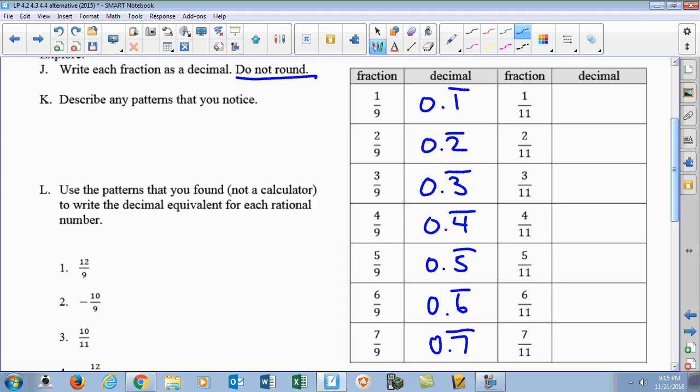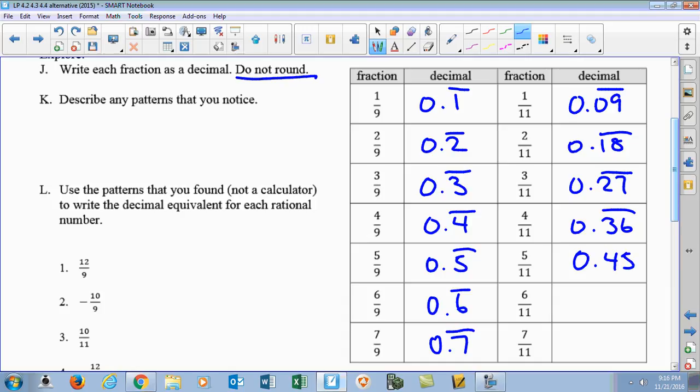If we do the 1/11th side and move down, you get 0.09 repeating, 0.18. Well, the 18 repeats every 2 digits. 0.27, 0.36, 0.45, 0.54, and 0.63. So, what patterns do you notice?